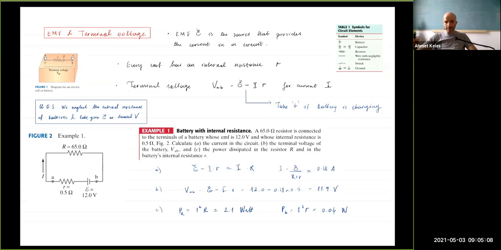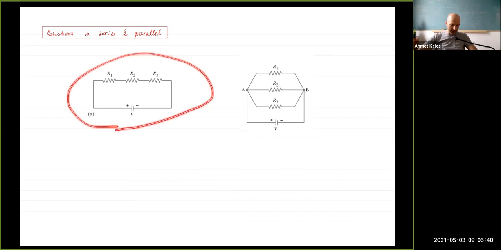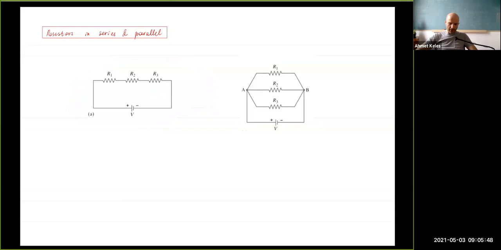That's correct. So now let's think about multiple resistors in a circuit. I think we did this before with capacitors, and we can do the same thing with resistors. Suppose I have two different arrangements. In one, the resistors are connected one after another, and we call it resistors in series. Or we can think of this arrangement in which the resistors are in parallel. So let's look at this.